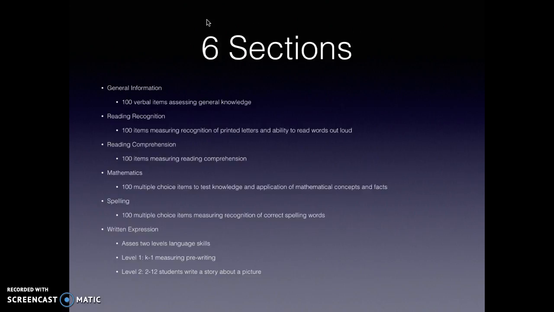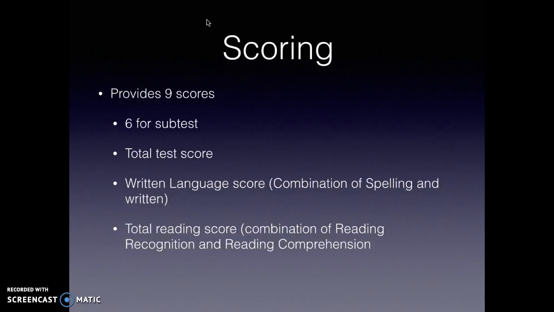And then the last section is the written expression. This is done in 2 different ways. So it assesses 2 levels of language skills. The first level is just for kindergarten and first grade, and it measures pre-writing. The second section is level 2, and it measures 2nd grade through 12th grade. And these students write a story about a picture. So they're given a picture and they have to write a story about it.